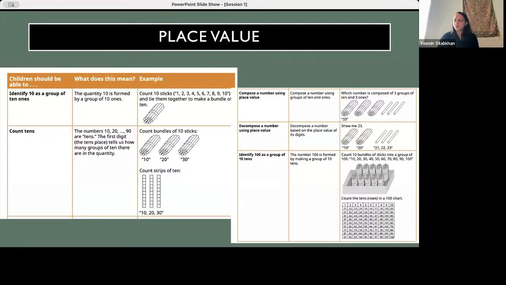You want children to count bundles of tens. So you know how we used the hundreds chart and we counted 10, 20, 30, 40, 50, 60. Here's another way to count like that. This is 10, 20, 30, 40, 50, if I don't have enough, but that would be a way to count by tens.